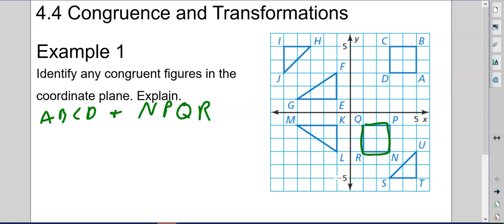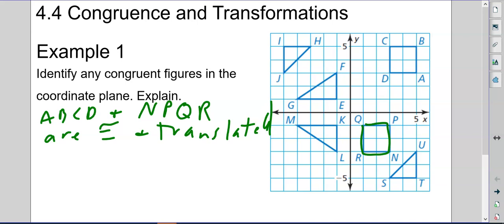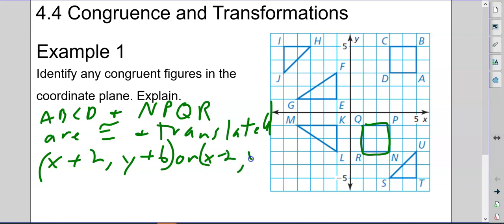Okay, ABCD and NPQR are congruent and translated either x plus 2, y plus 6, so if we're going right and up, or if we're going from ABCD to NPQR, it would be x minus 2, y minus 6.